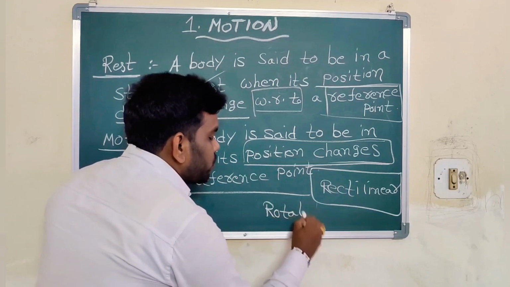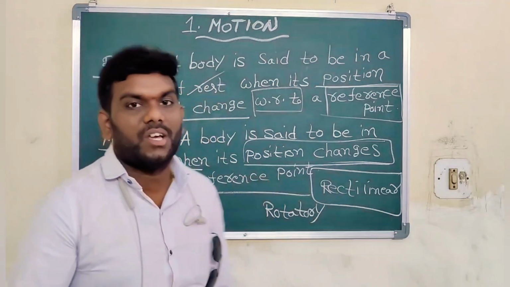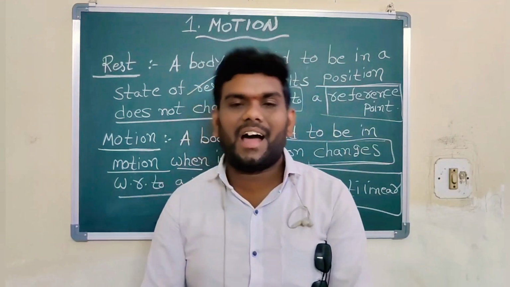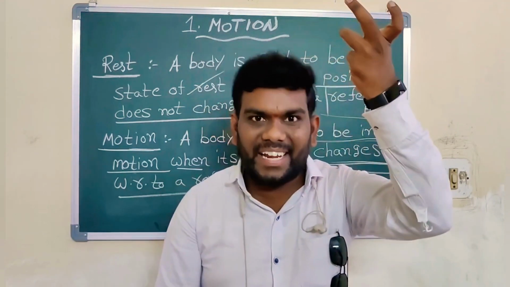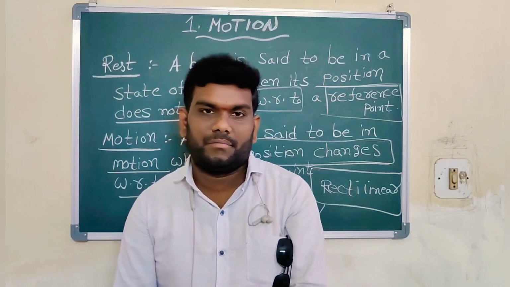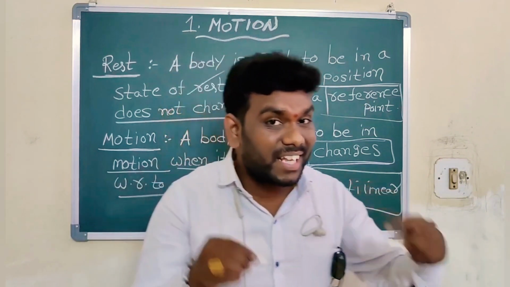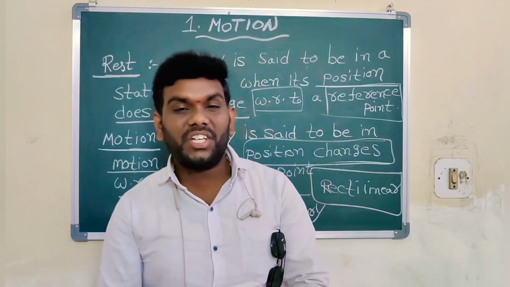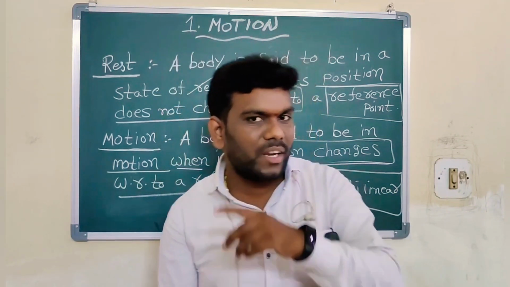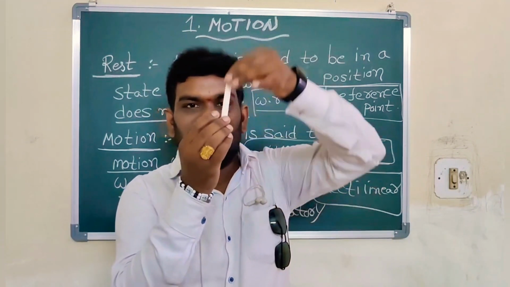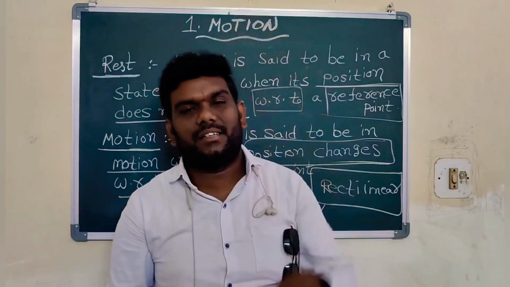Rotatory motion. So many examples. The Earth rotates, a fan rotates. So many examples of rotatory motion. In rotatory motion, the position does not change. Actually, in motion the position changes, but in rotatory motion, the motion is based on an axis.